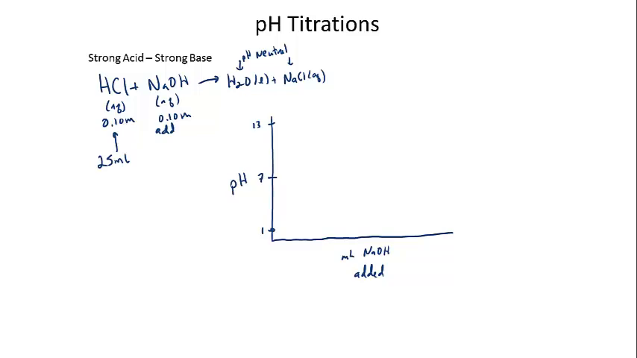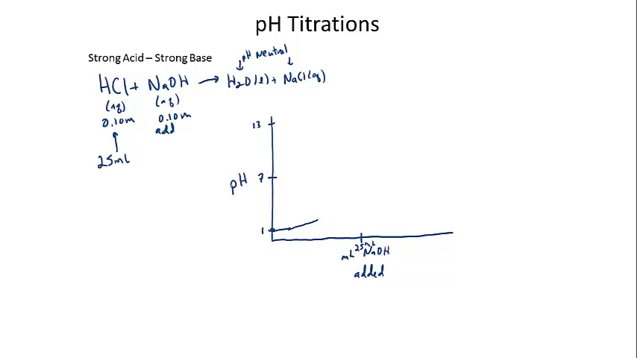And what will happen is, as we start reacting, the HCl will decrease as we add the NaOH. As it reacts, you make water and NaCl. So as the titration goes along, as you're adding NaOH, you're decreasing the concentration of HCl. And so the pH will go up. But it'll go up pretty slowly because of the log nature of pH. We're going to put that as our 25 milliliters there.